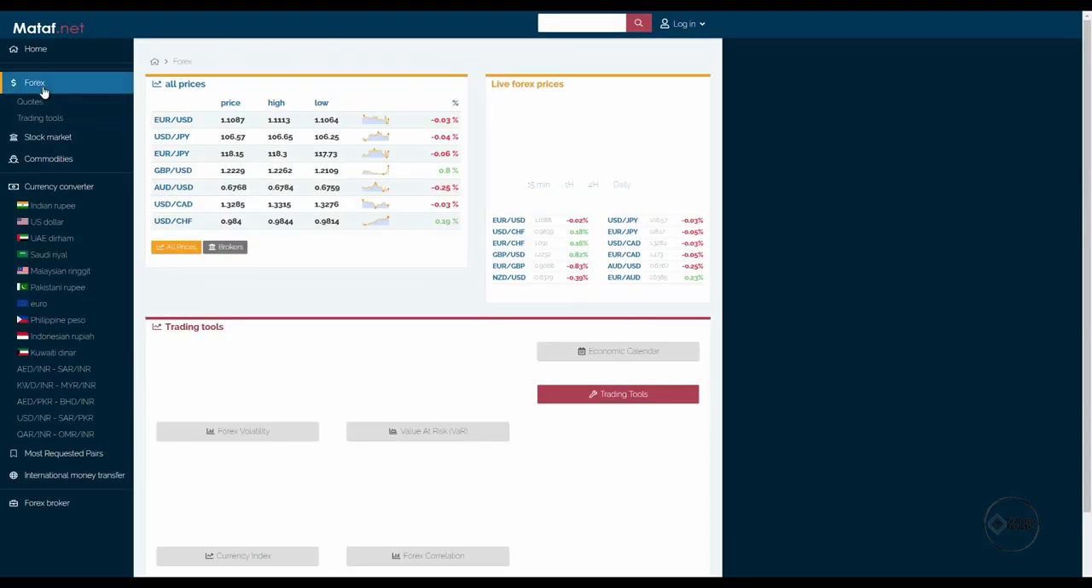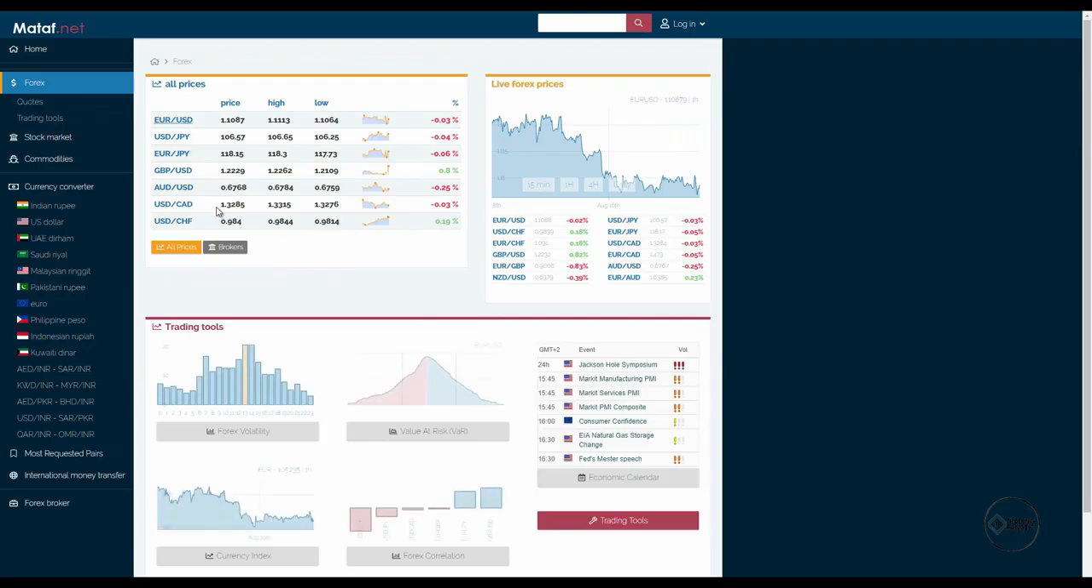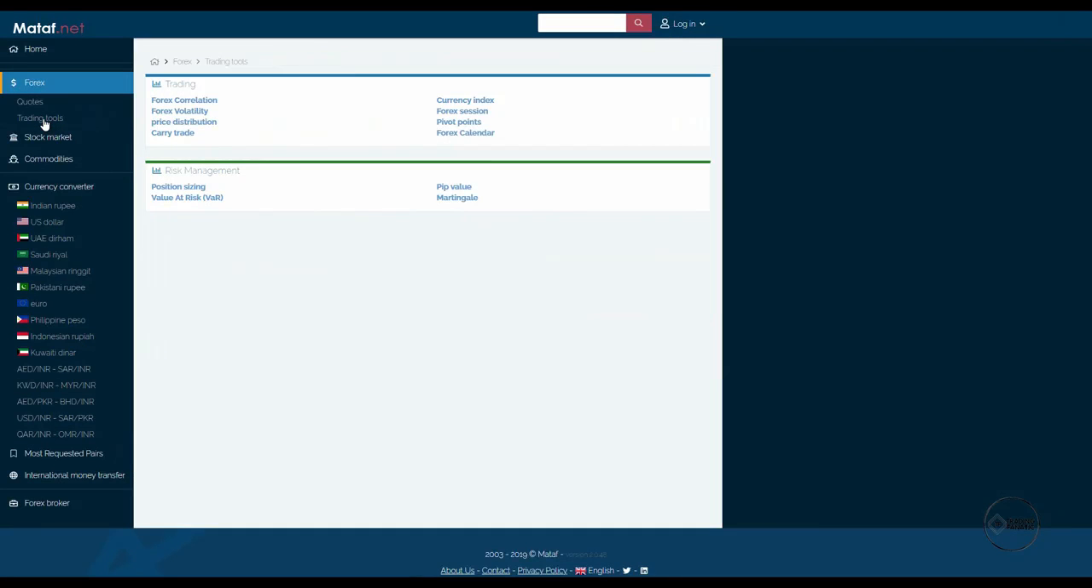You have to go to Forex. You see here the quotes and the price of the pairs, and then you have to go to trading tools right here. So this is the section that has a lot of valuable tools. We have the Forex correlation, volatility, price distribution, carry trade, and much more. Pivot points, Forex calendar, and tools for risk management. So what this video is about: Forex correlation.